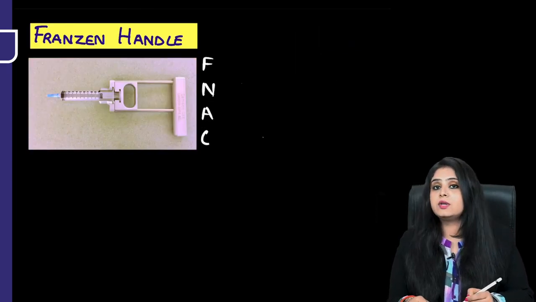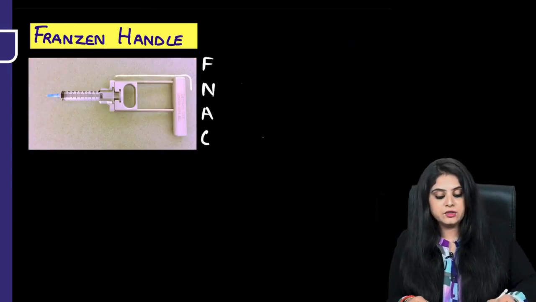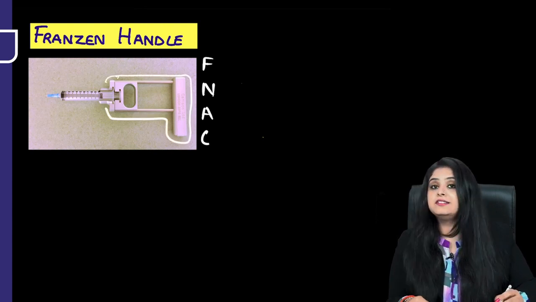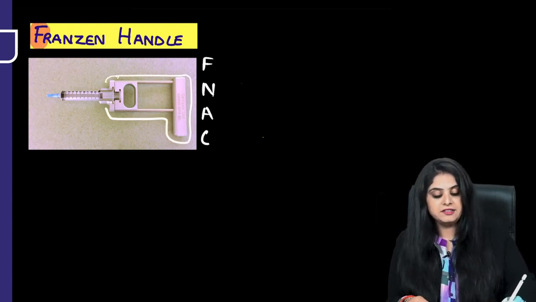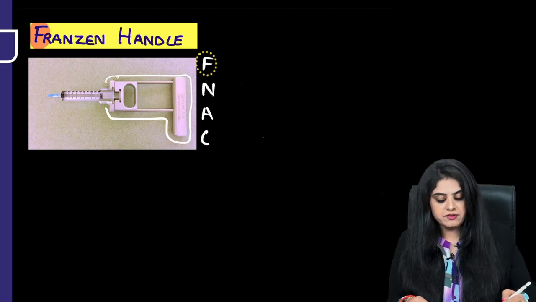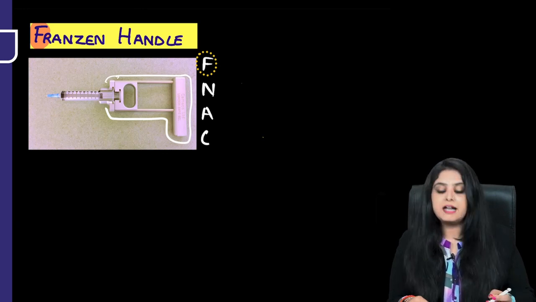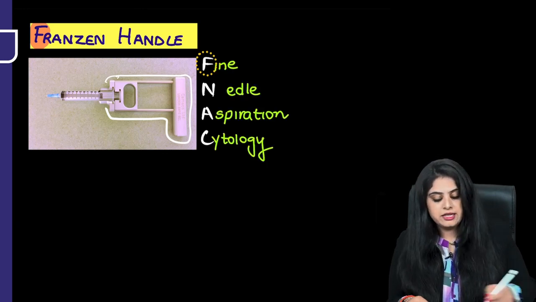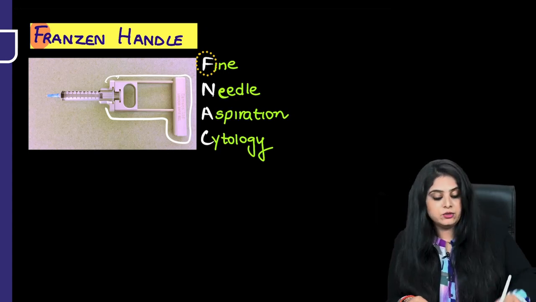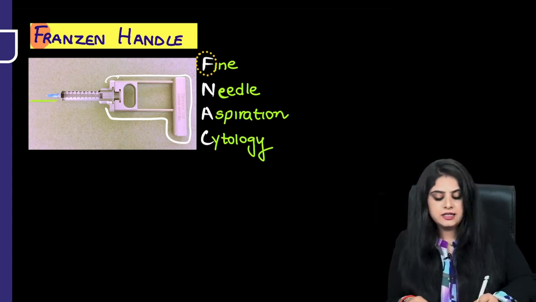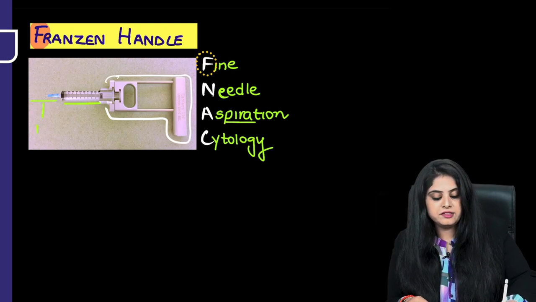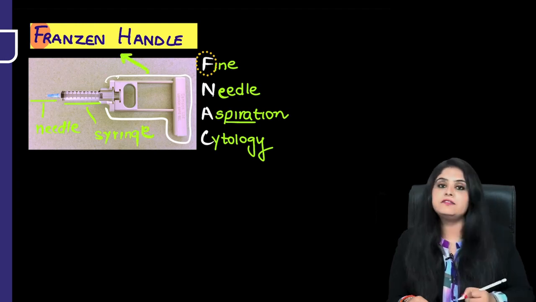This is a question that you get. What is this gun-like thing that you're seeing over here? This gun-like thing is a Franzen handle. F for F. Franzen handle is used for what? It is used for FNAC. I hope everyone will be able to identify this. FNAC is fine needle aspiration cytology. FNAC stands for fine needle. You can see a fine, very thin needle, and aspiration because you can see a syringe. So I can see a needle and I can also see a syringe, and all of that is held with the help of a handle known as the Franzen handle.